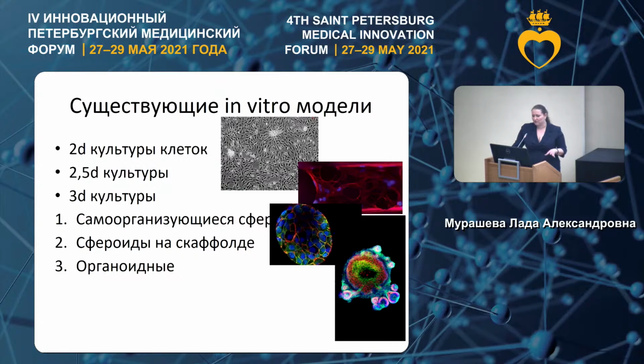The so-called 2.5D cell cultures use plastic on which there is a sponge, and they put cells on the sponge, the most sensitive cells, and so-called nanny cells, which accompany them in tissues, and 3D cultures. 3D cultures are self-organizing spheroids.